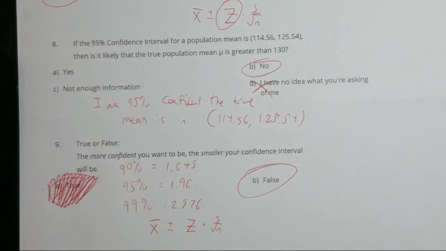But the words that I used are the rationale behind that. The more confidence that you have, the larger the z. The larger the z, the larger the margin of error. The margin of error decides how big or small the confidence interval is going to be.